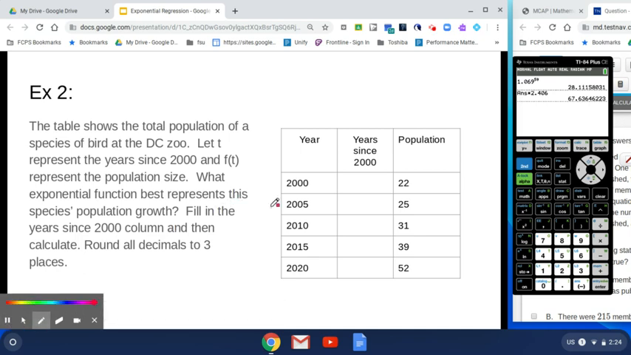Okay, hopefully you've had enough time to find those. If we calculate those, 2000 minus 2000 is 0. 2005 minus 2000 is 5. 2010 minus 2000 is 10. 2015 minus 2000 is 15. And 2020 minus 2000 is 20. So we have the x values of 0, 5, 10, 15, and 20 versus the bird population. Okay, pause it again and find the exponential regression equation on your calculator.